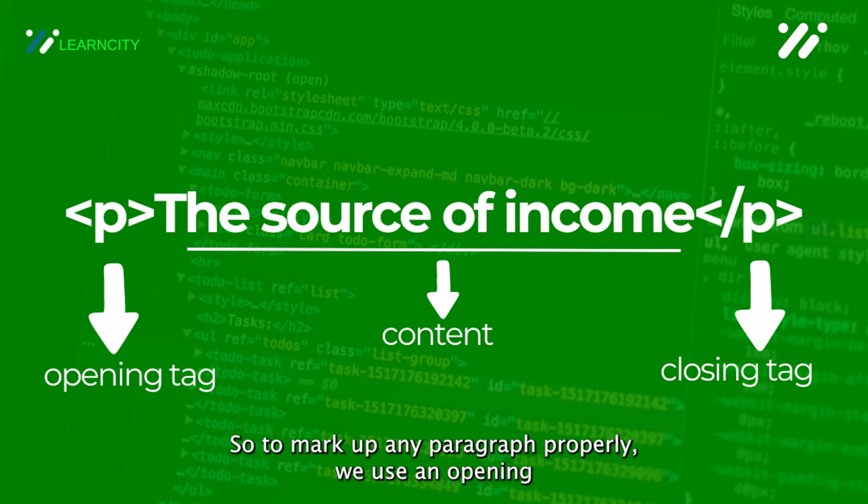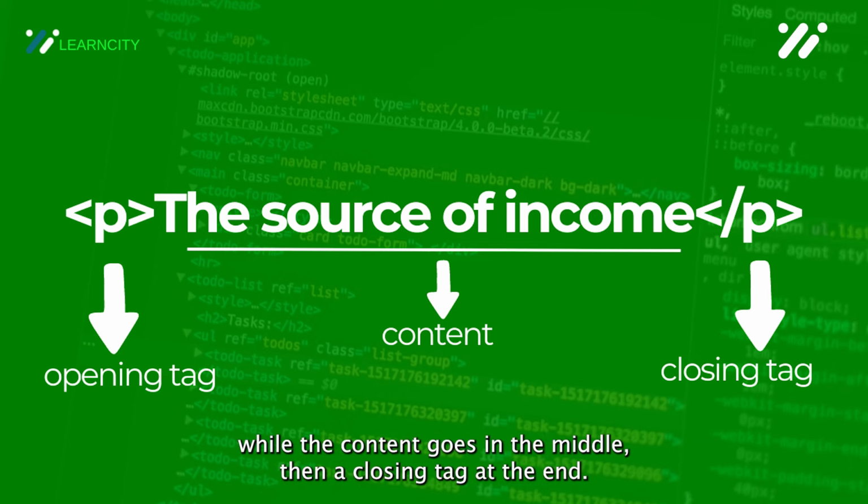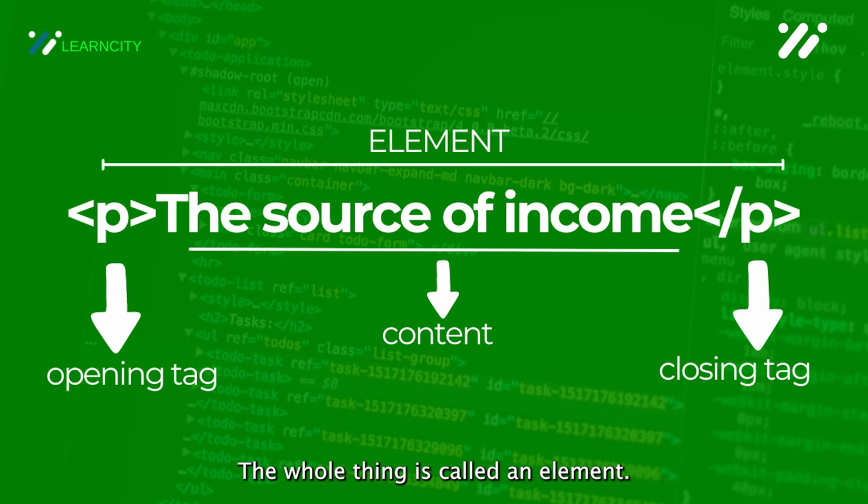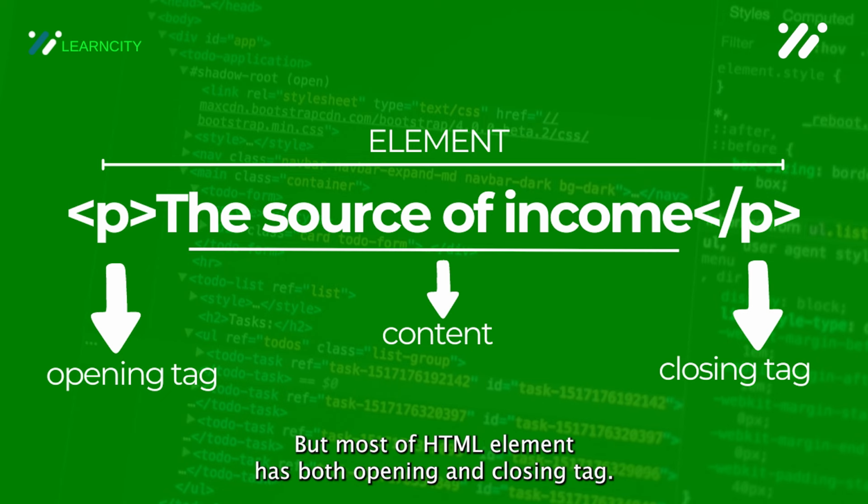So to mark up any paragraph properly, we use an opening tag at the beginning of the paragraph, while the content goes in the middle, then a closing tag at the end. The whole thing is called an element. Mind you, not every element has a closing tag. We will get there later, but most HTML elements have both opening and closing tags.